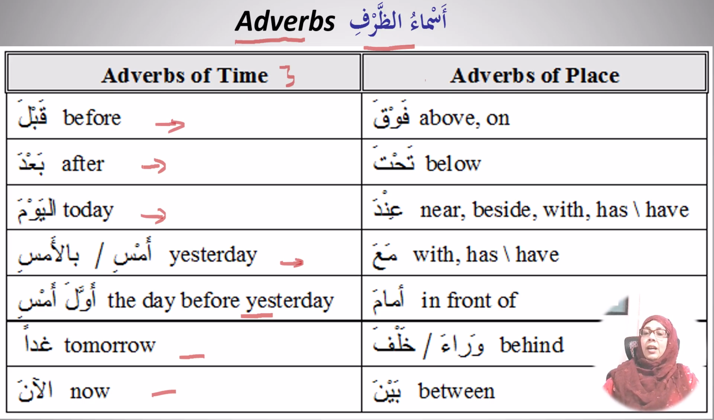That's why they're adverbs of time. And some adverbs of place are fawqa, which means above or on. Tahta means below. Inda means near, beside, with, has, have. And we will look at inda in more detail in a separate lesson, inshallah. Ma'a means with, has, have. Amama is in front of. And khalfa or even wara'a means behind, and baina means between.